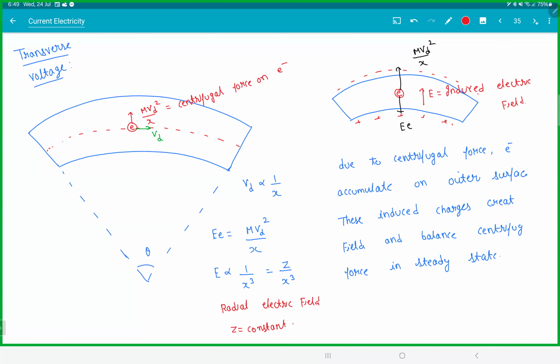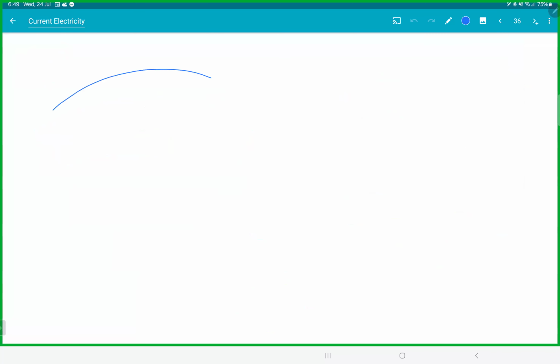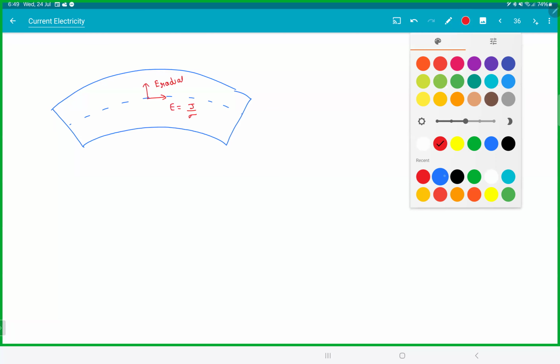So once you have the field, remember there are two types of field here. One is your E radial. The other field E is J by sigma. That is a tangential field that will produce the potential difference across the thing. You want the transverse voltage.